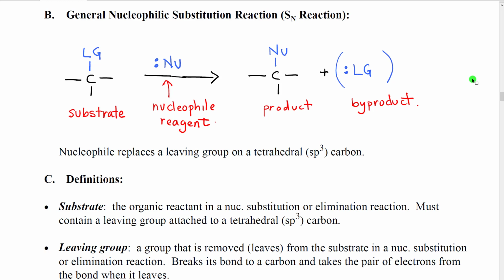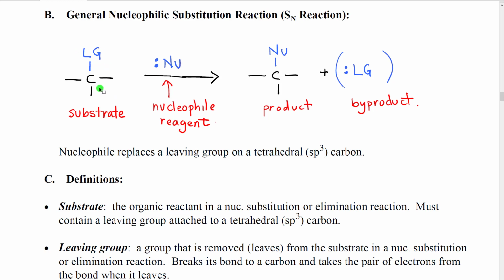This is a representation of a general nucleophilic substitution reaction. This would be the overall observed reaction that we would see in the laboratory. So we're going to start with something that we're going to call the substrate. It's effectively the reactant, although technically both the species over the arrow and the species here on the left are reactants. And we could write them in reverse order and it would still be representing a nucleophilic substitution reaction.